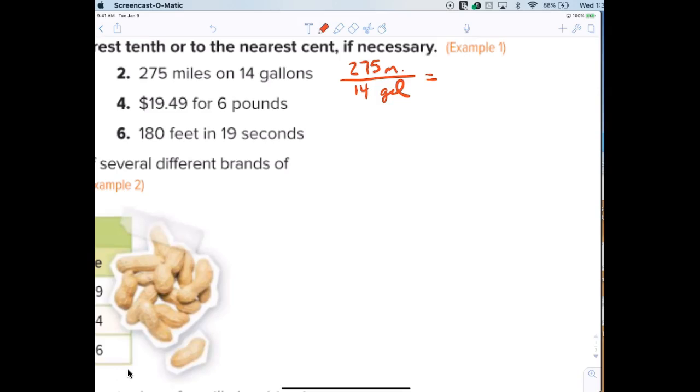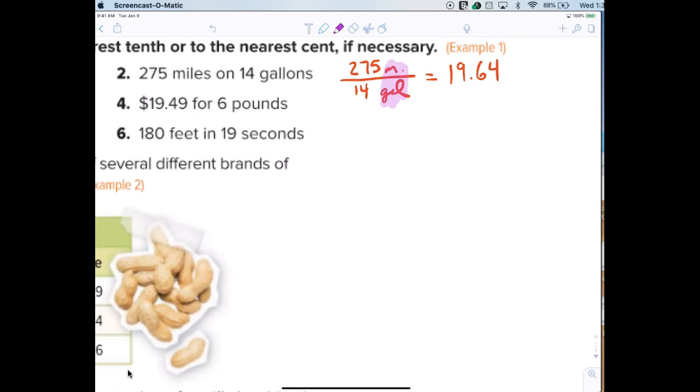19 point what? And we're always going to round to 2 decimal places. 19.64, but then you'd have to tell me what is the ratio. It would be 19.64 what? Miles per what? That's right. Now, how did I know it was miles per gallon? Because I looked. Miles per gallon. That's how simple it is.